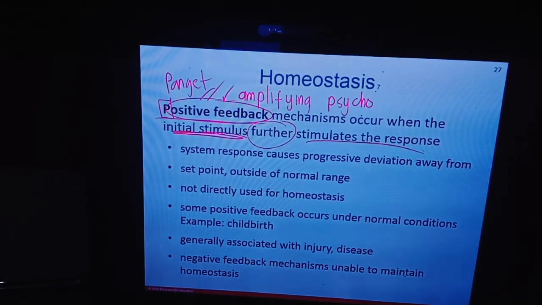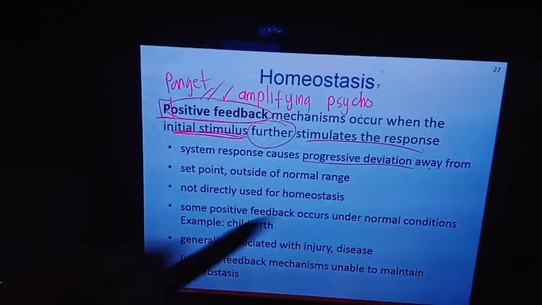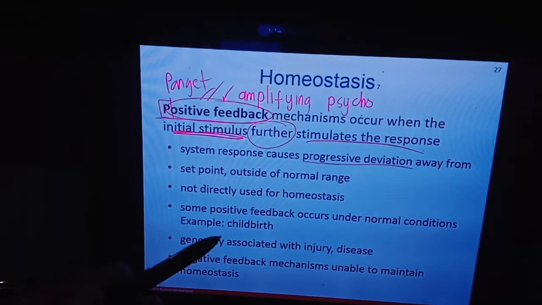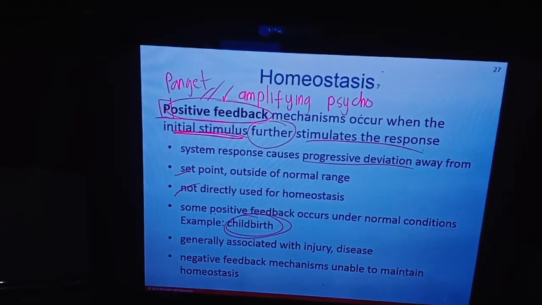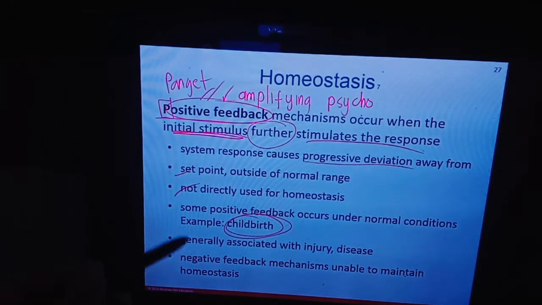The classic example of positive feedback is, okay, system response causes progressive deviation away from the set point that's outside of your normal range. Not directly used for homeostasis ay mga karakteristik niya. Some positive feedback occurs under normal condition, katulad ng childbirth. Kaya nga nasabi ko kanina guys, na ang positive feedback is pangit because they are generally associated with injury, with disease. Pag hindi mo na-maintain ang homeostasis, yun yung positive feedback. Instead na may counter-response, nag-i-intensify eh. Lalong nag-i-increase more.